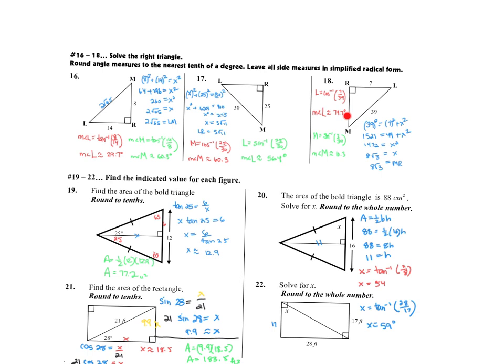Here's our answer. If we look at the perspective of angle M, what I have is the hypotenuse and the opposite, so that is going to be sine. So I'm using inverse sine of the opposite over the hypotenuse, 7 over 39. This goes in our calculator, and there is our answer.